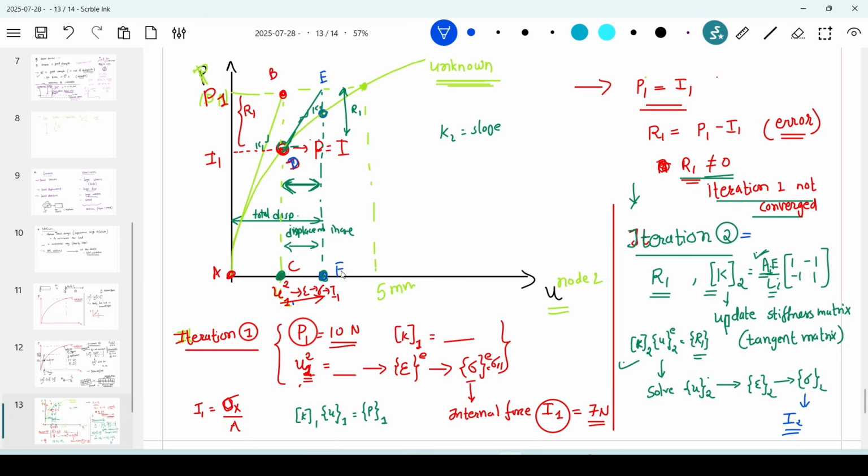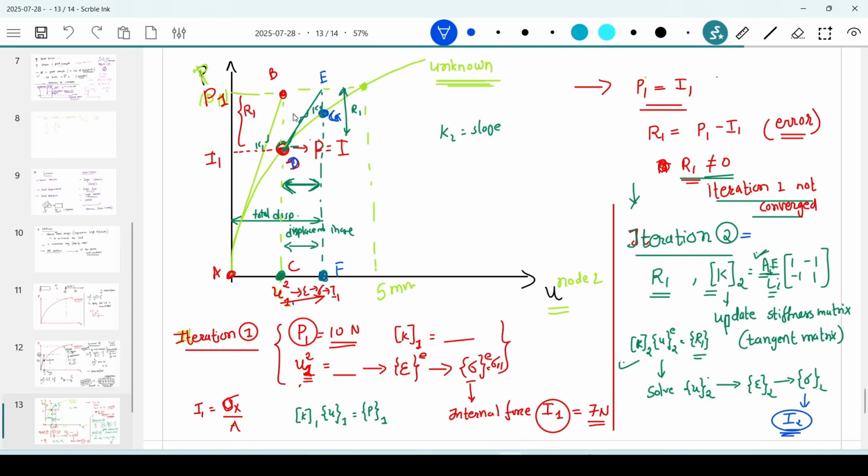So from E I get this F, due to displacement. From F, I calculate the internal forces, so I get this G point. So you are coming down and going up to find the equilibrium point. This G point is nothing but I2. As we said, the characteristic of this nonlinear response is that external force is equal to internal force.